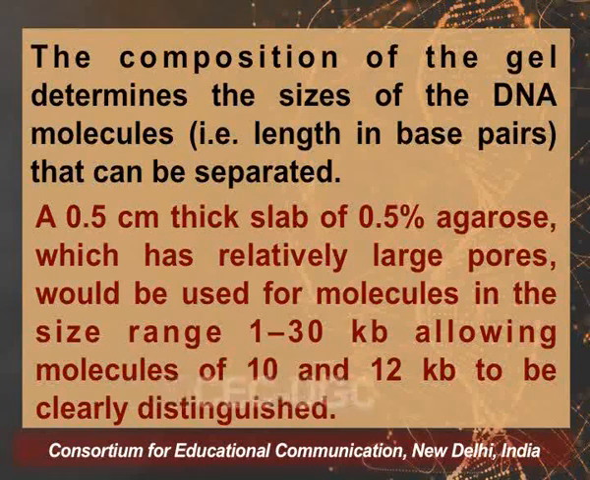For example, a 0.5 centimeter thick slab of 0.5% agarose, which has relatively large pores, would be used for molecules in the size range of 1 to 30 kb, showing molecules of 10 and 12 kb to be clearly distinguished. So, if you have a thicker slab and a lower concentration, then you will probably have larger pores where 10 and 12 kb can be clearly distinguished. But if the fragments differ only slightly in base pair sizes, then probably you are not able to distinguish them and they tend to move together.